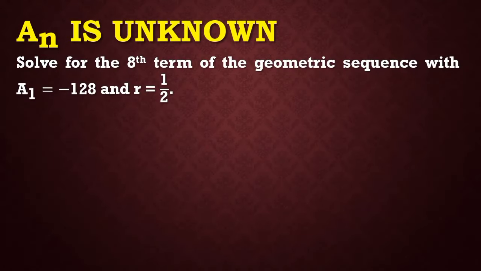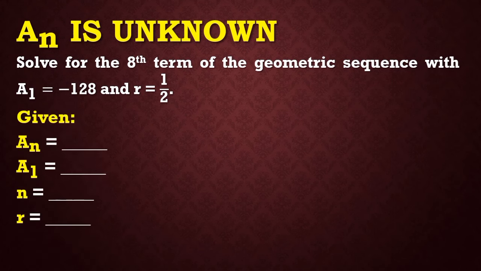Solve for the eighth term of the geometric sequence with a sub 1 is equal to negative 128. And then r is equal to 1 half. So, a sub 1 dito is yung first term, r yung common ratio. So, let's identify the given. So, mabilis natin makukuha niyan kasi kitang-kita po sa given problem natin.